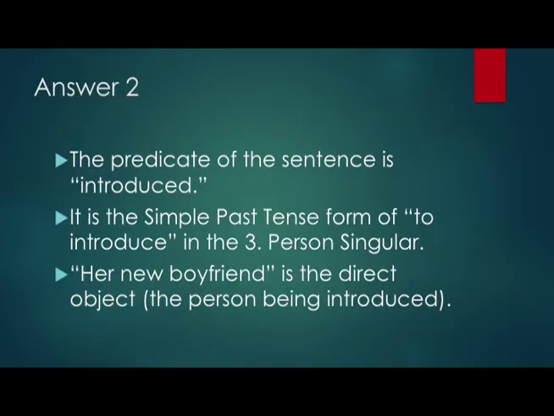All right, the predicate or the verb in the sentence is introduced. It's in the simple past tense form of to introduce, in the third person singular, she. Okay. The direct object is her new boyfriend. It's the person she's introducing to her parents, who are the indirect object.